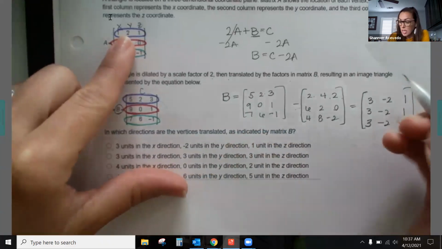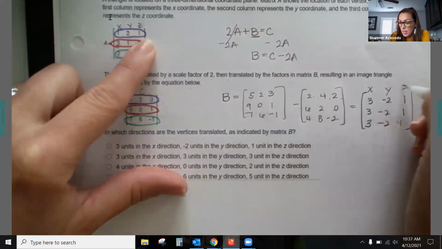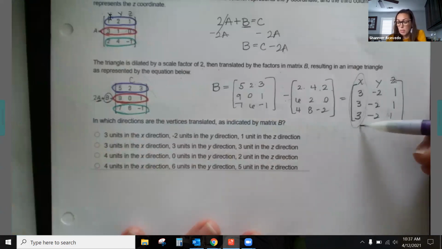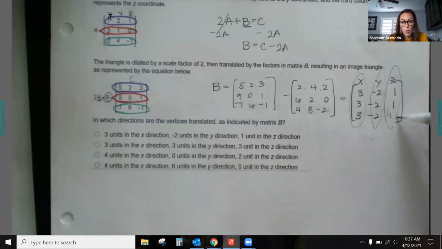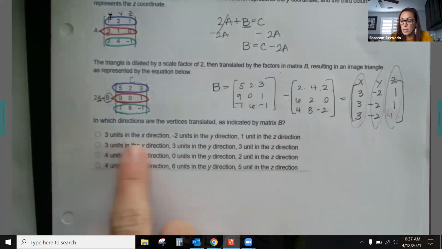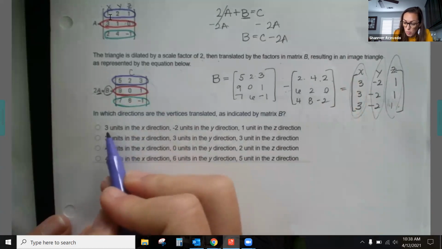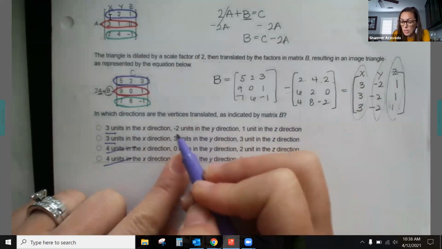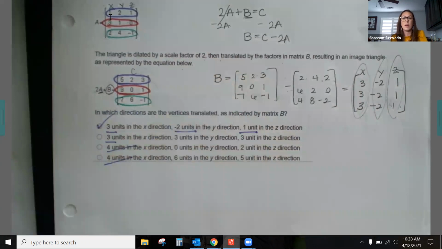And so when we talked about this, this is going to be my X. Remember, we already said this is my X, this was my Y, and this was my Z column. So this is telling me then that my X is going to be by a value of 3, my Y is by a value of -2, and my Z is going to be by a value of 1. So when I read these, 3 units in the X direction, that's the 3 units right there. So I already know it has to be one of these two, can't be either one of these. Then it's -2 units in the Y direction and 1 in the Z.